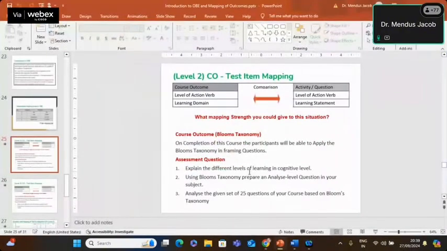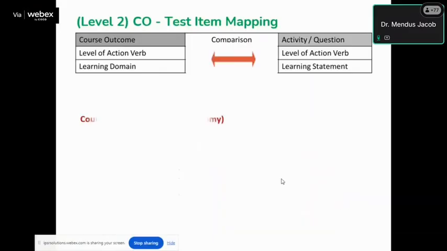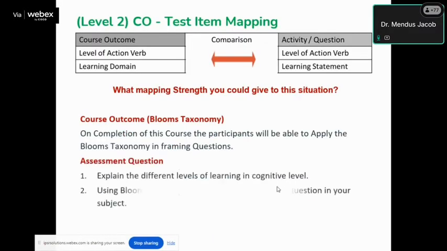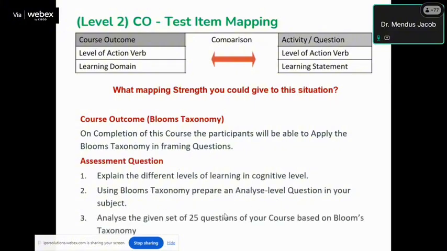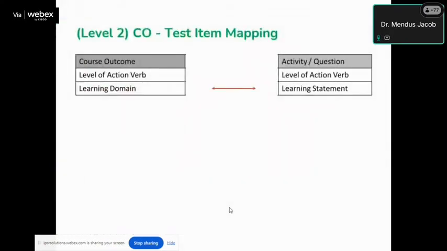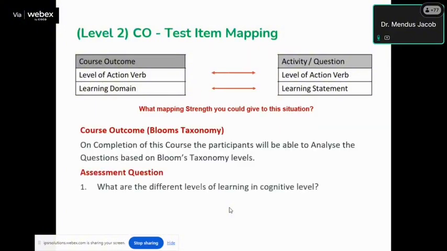So in this case, just for providing you some insights on design of COs and mapping. If you're asking a higher order question for a low order CO, definitely the next time you have to redesign the COs at the higher order. The same way, I have given some more examples. Again, this is another CO. On completion of this course, the participants will be able to analyze the questions based on Bloom's taxonomy levels.